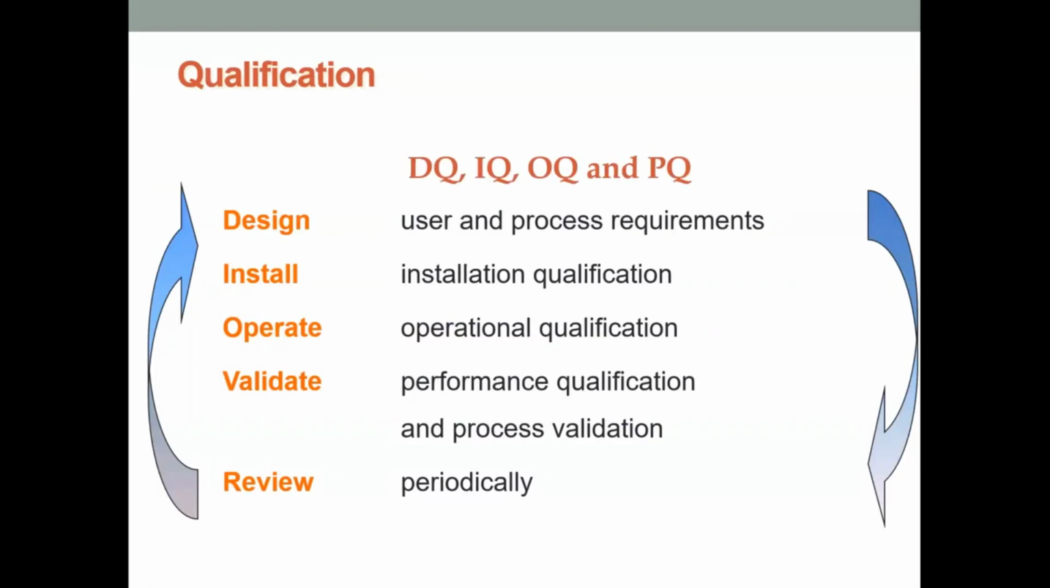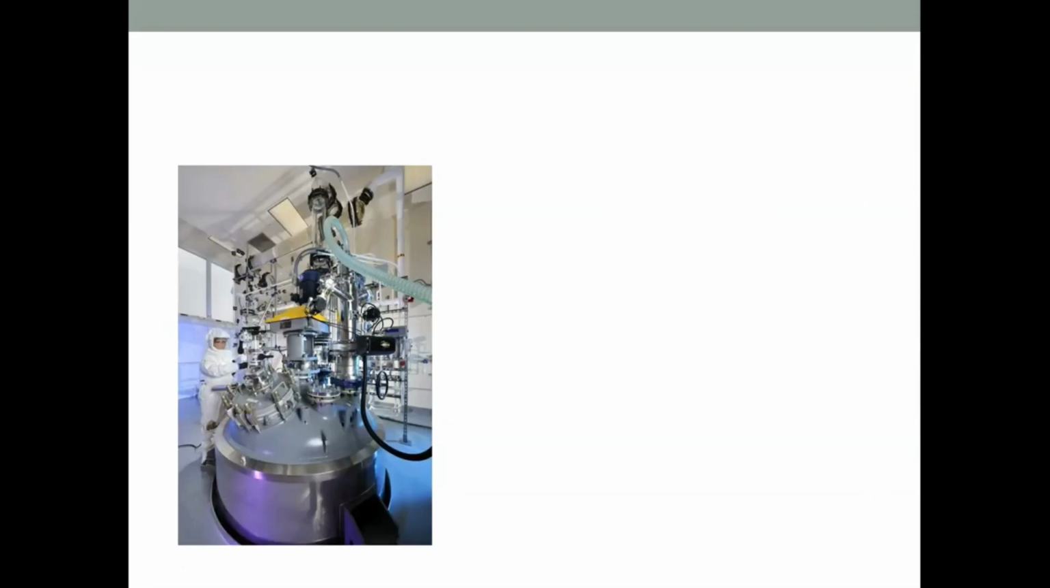So qualification is broken down into 5 main parts again. You've got your design element where you're looking at your URS and your user and your process requirements. Your installation part, which is your IQ, your operation part, which is your OQ, your validation, your performance qualification and your process validation as part of that, and then your periodic review, which occurs more frequently than on the site as mandated by your site procedures.